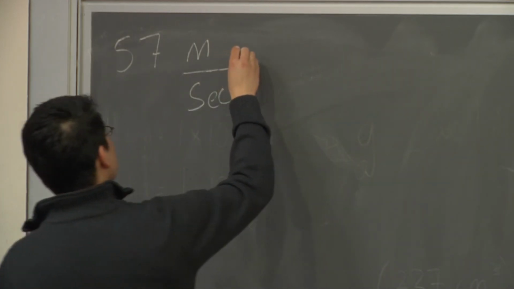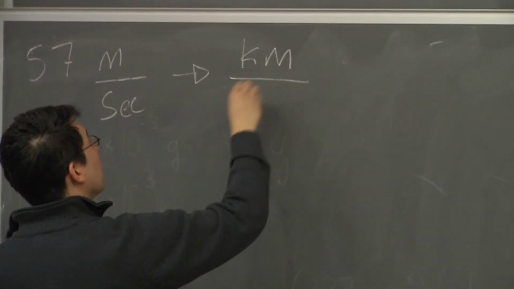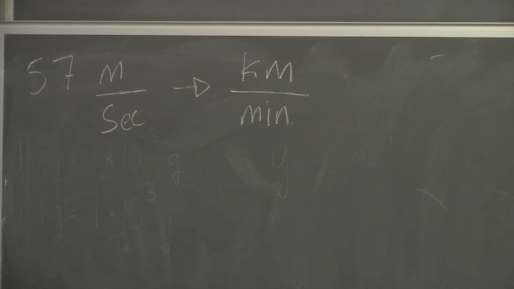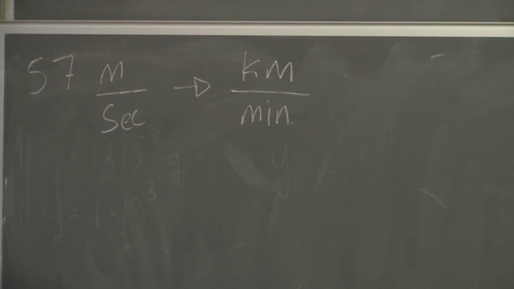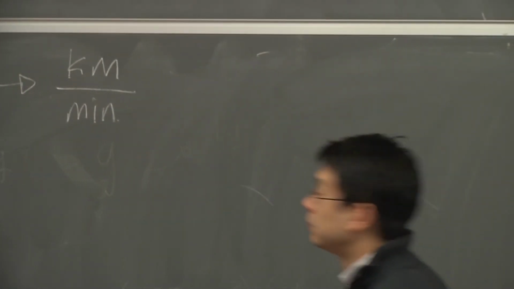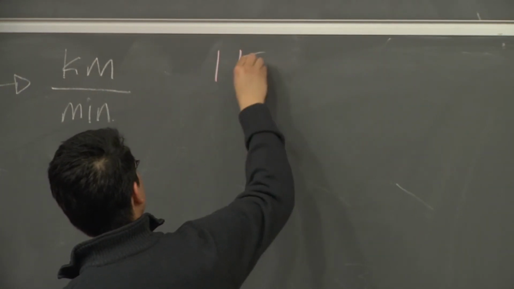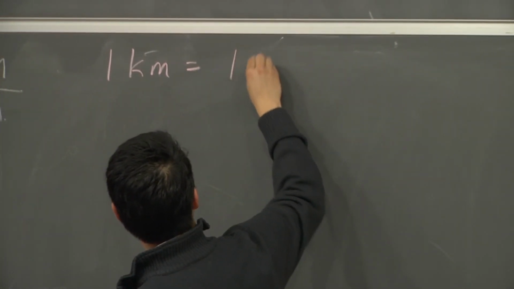So let's convert meters per second to kilometers per minute. Don't be scared. Same thing, except now instead of multiplying, you have a division. But we know how to use fractions, we know how to cancel units, and we know how to use conversion factors. So what are the conversion factors we're going to use? 1 km equals 1,000 meters, or 1 times 10 to the third meters.